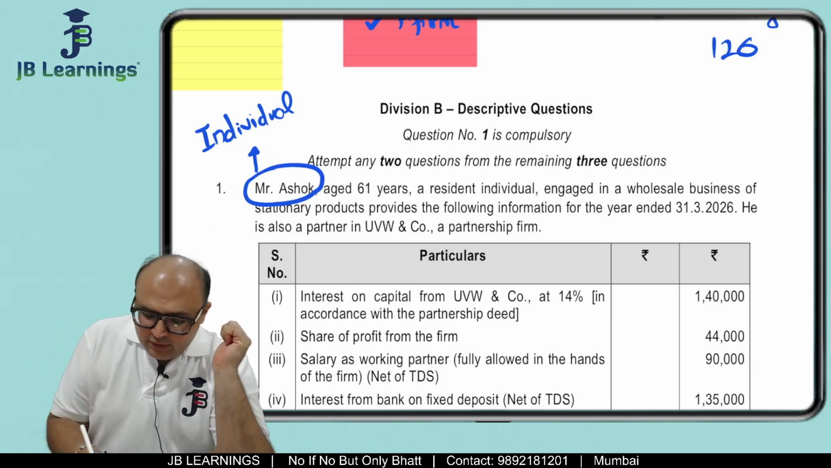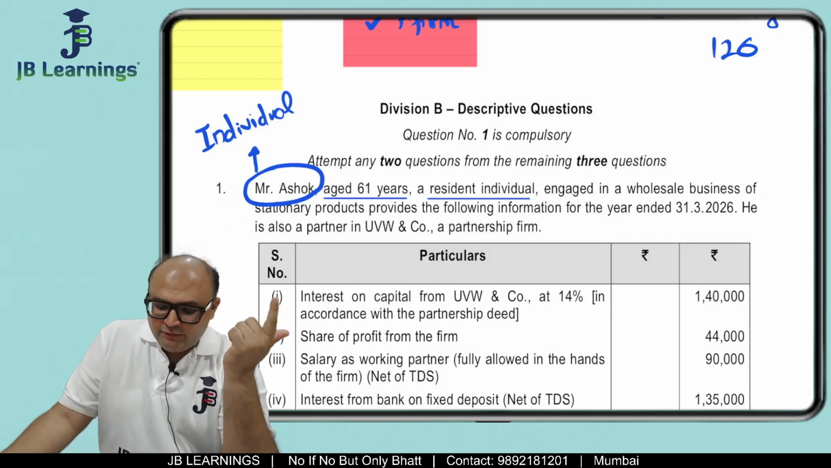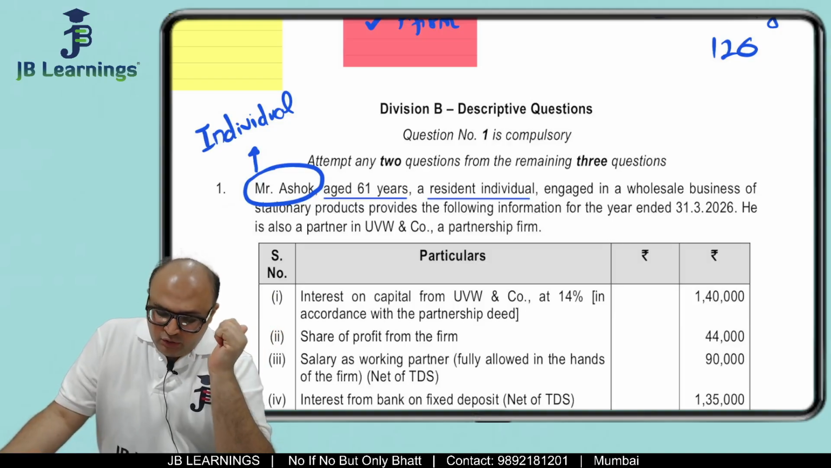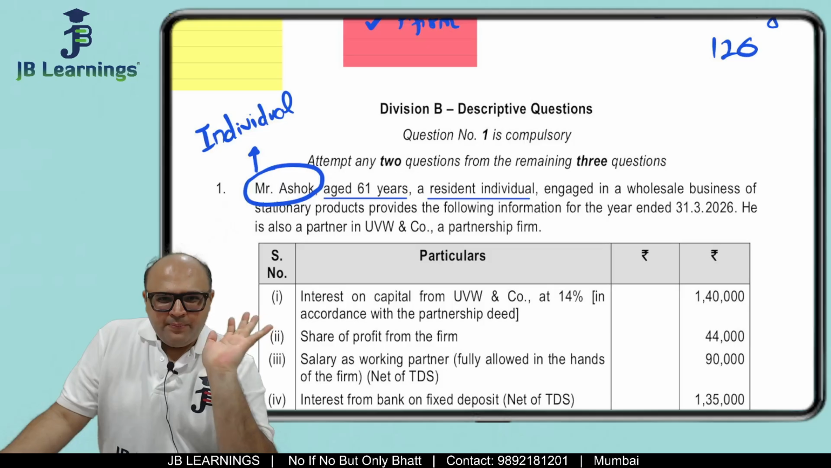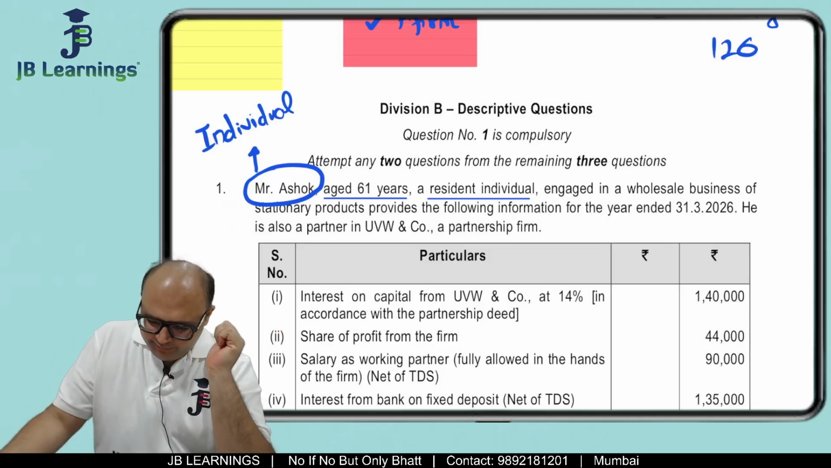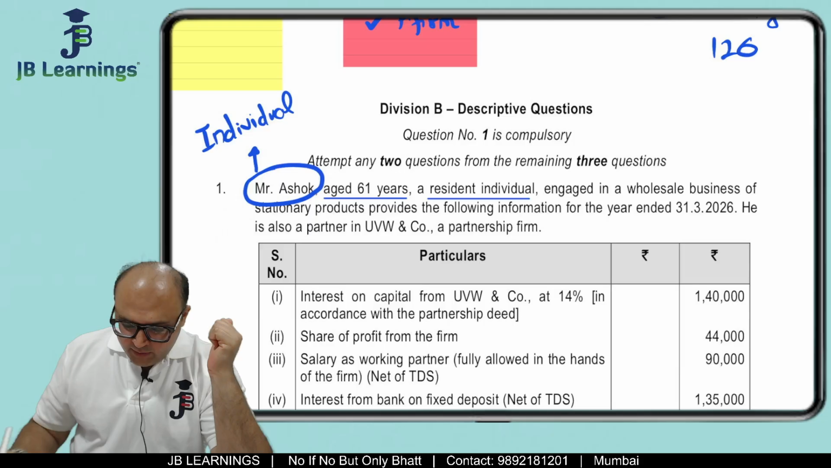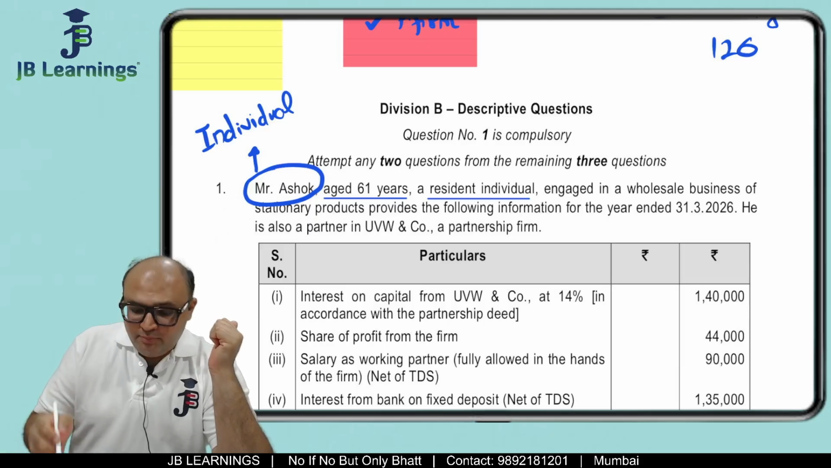Age 61 years. This will help us. Senior citizen, resident individual, engaged in wholesale business of stationery products. So whenever they give you Mr. something, it means normally the business is under proprietorship. Provides the following information for the year ended 31st of March. He is also a partner.